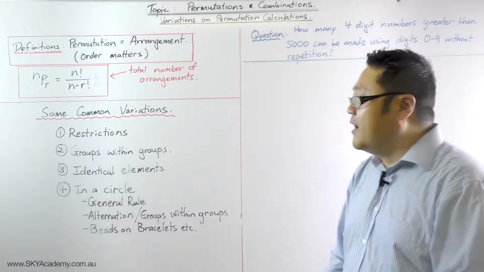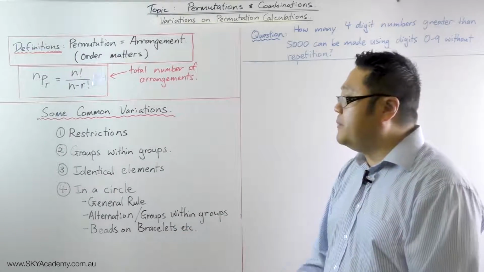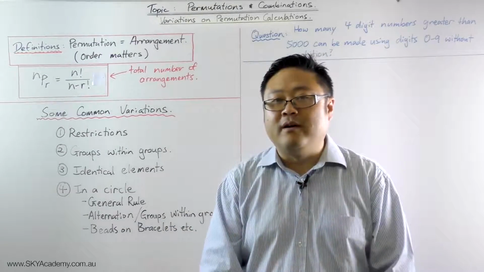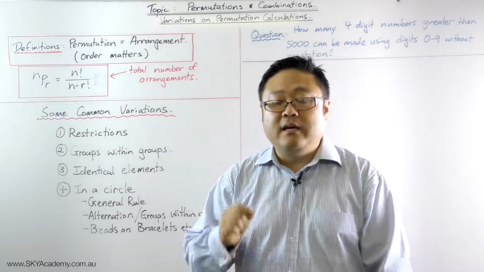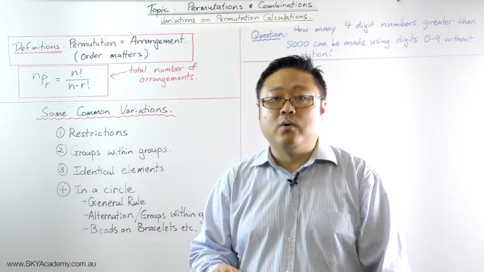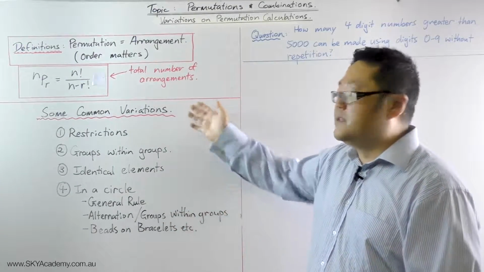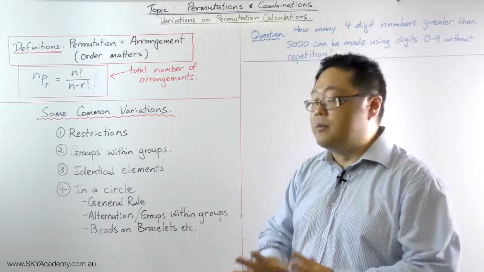So it gets a little bit hectic at this point, but they're your common types of variations. Now, I'm sure there's more, right? This isn't a complete list, but these are some common ones that you'll get in the Extension 1 course, all right? So that is basically an overview of some common variations that you'll get in permutation type problems.